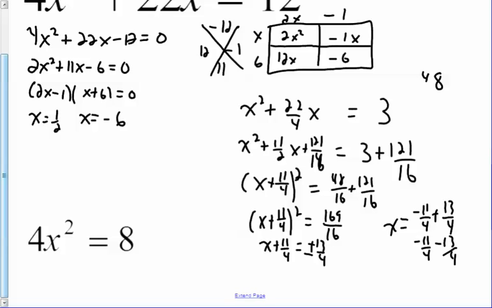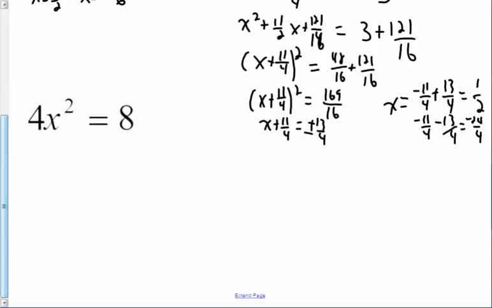And I know it looks a little complicated, but it works. So negative 11 plus 13, well, that's 2. So that's a half. That's the one we got over there on the left. And then this is negative 24 over 4, which is negative 6. So it works 100% of the time. Make sense? All right. I know it's a little shaky, but you haven't completed the square. When you do it a couple more times, it'll be all right.